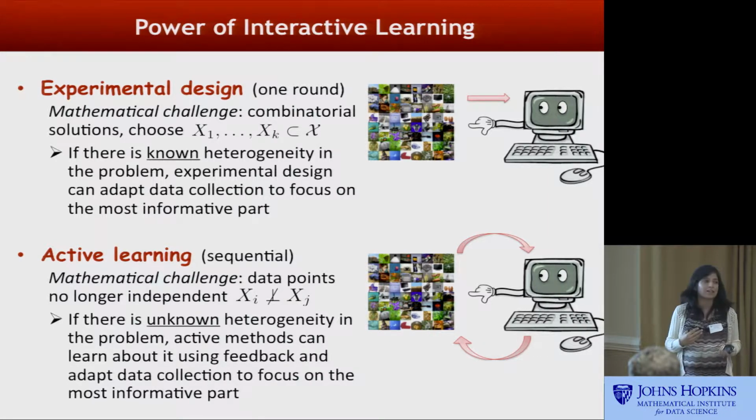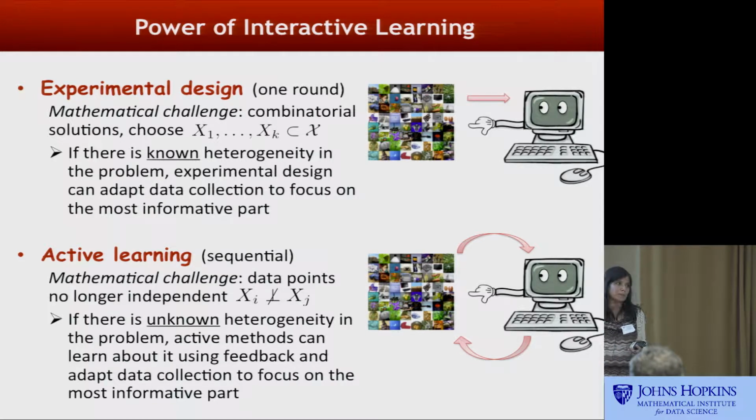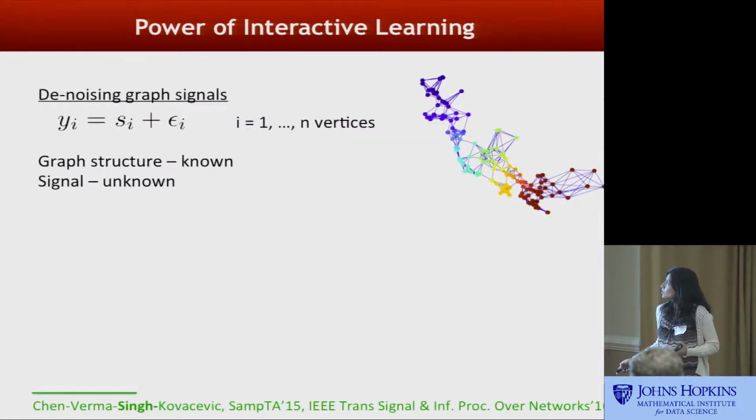And even when there's heterogeneity, then depending on whether it's known or unknown, that guides whether you should be just doing a one-shot or experimental design or a sequential procedure to optimize the data. All right. So again, to drive home this aspect a little bit, let me give you an example.